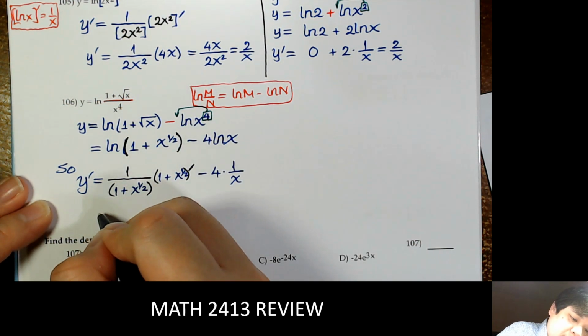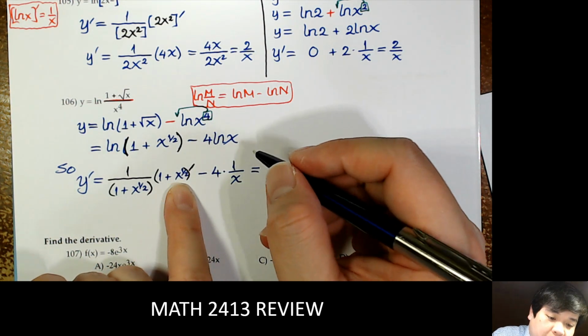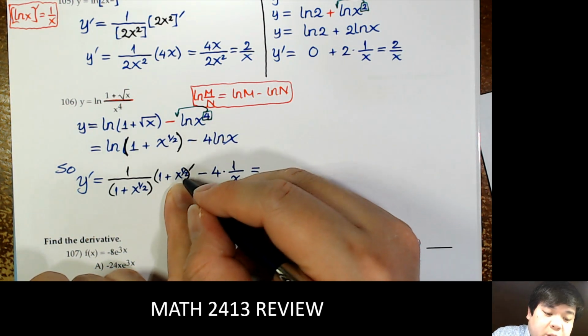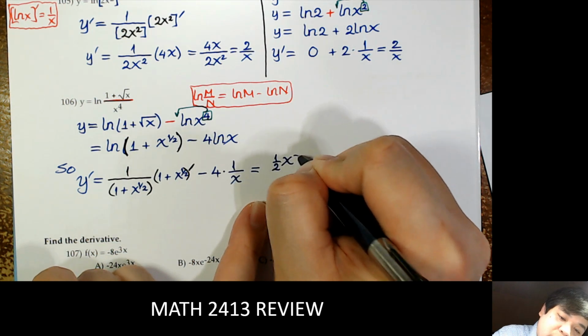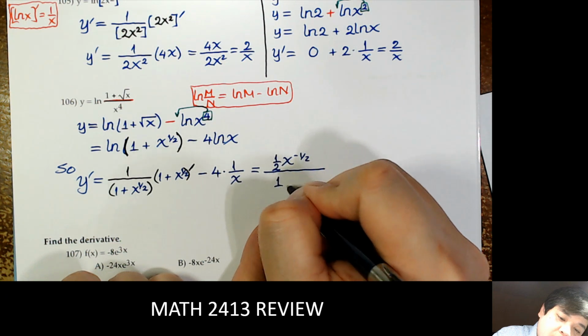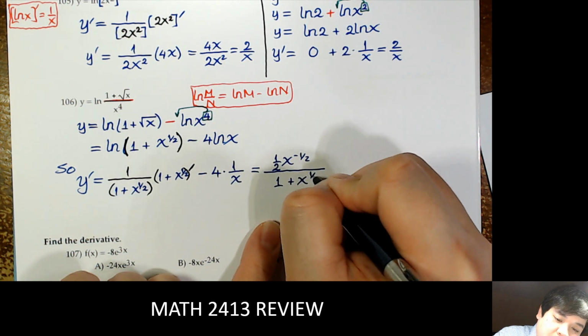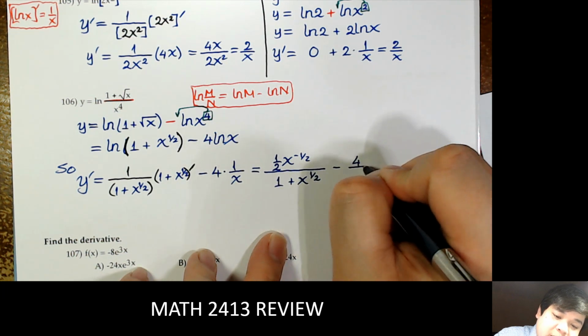The derivative of the constant 1 is 0. The derivative of x to the 1/2 is 1/2 x to the negative 1/2. And then we still have 1 plus x to the 1/2, minus 4 over x.